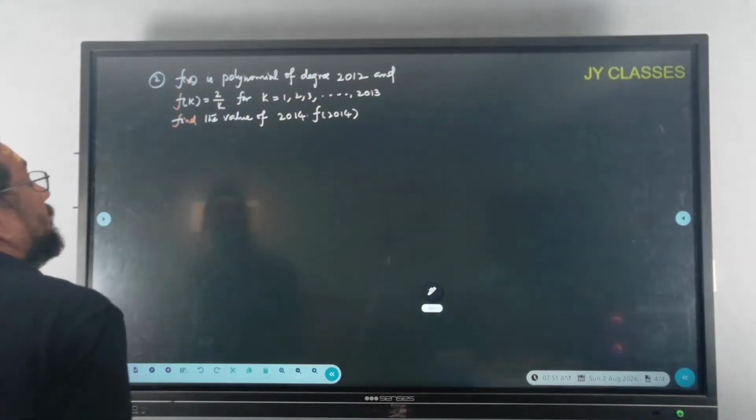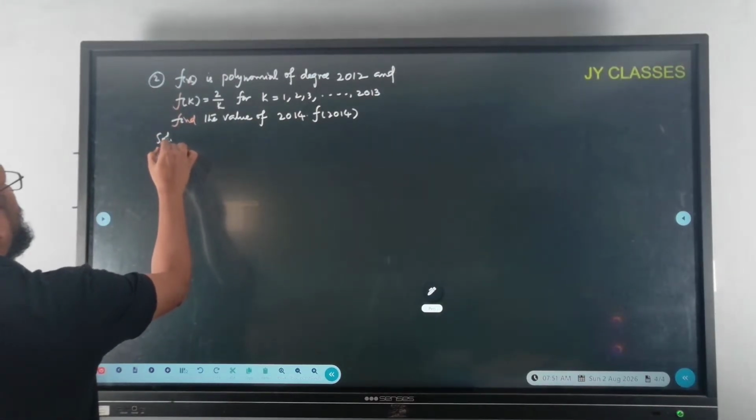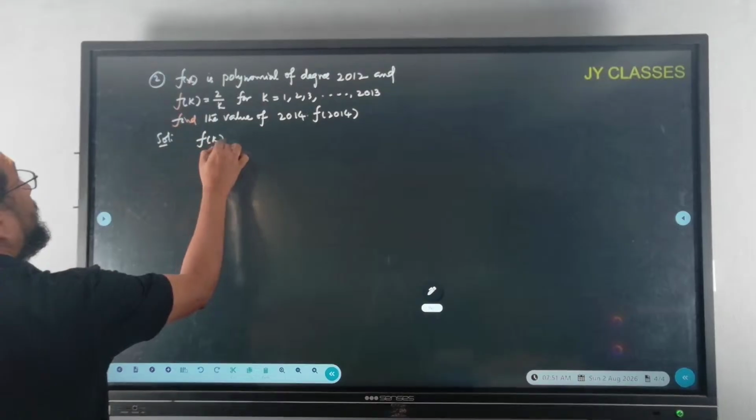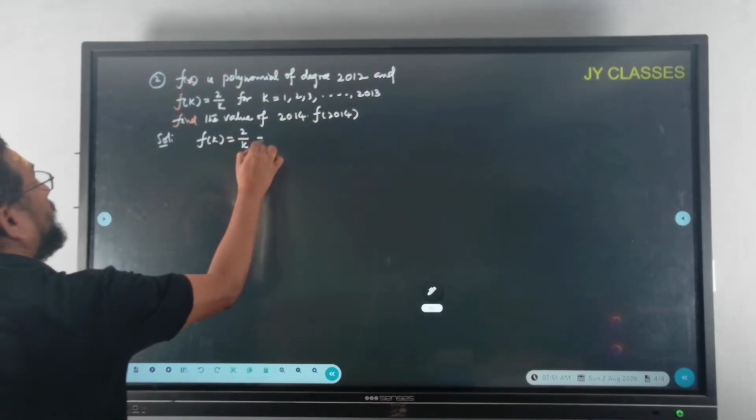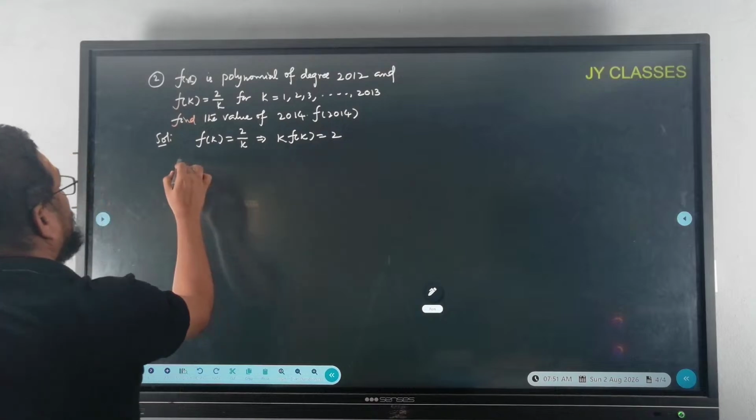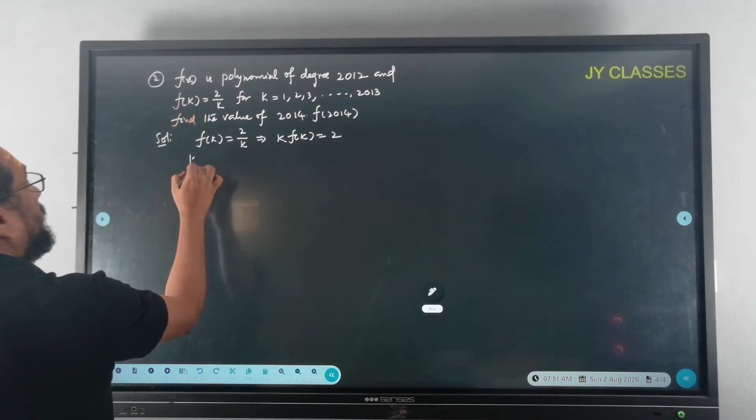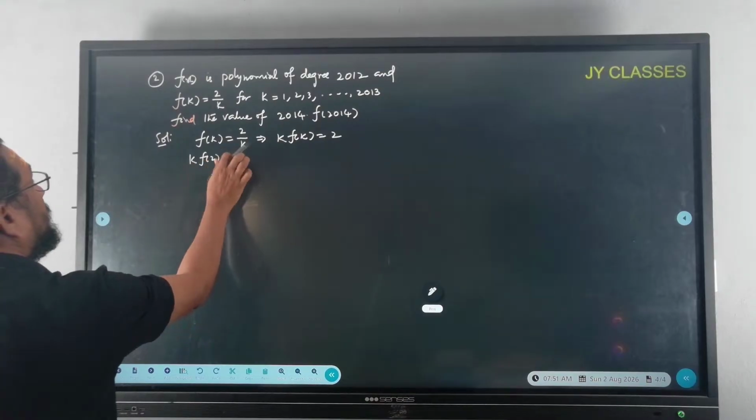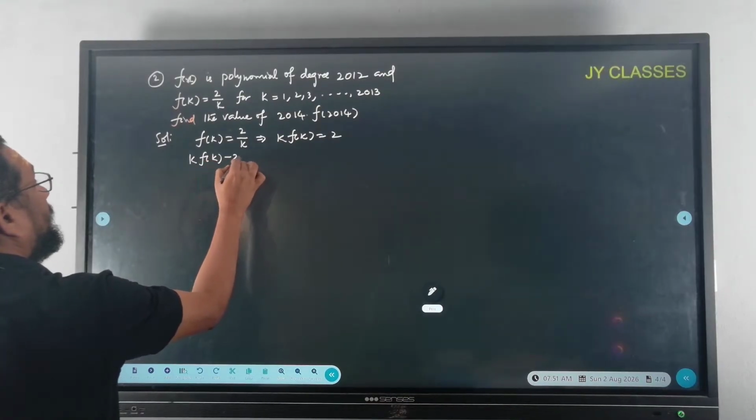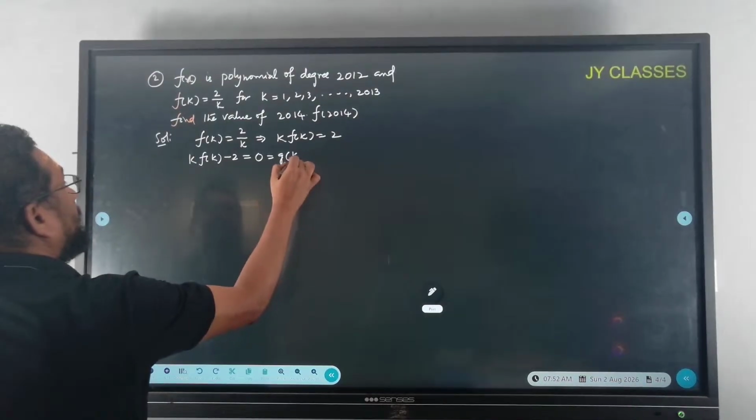Okay, right, look here. f of k is equal to 2 by k. So k f of k is equal to 2. So k f of k minus 2 is equal to 0. Let it be g of k.